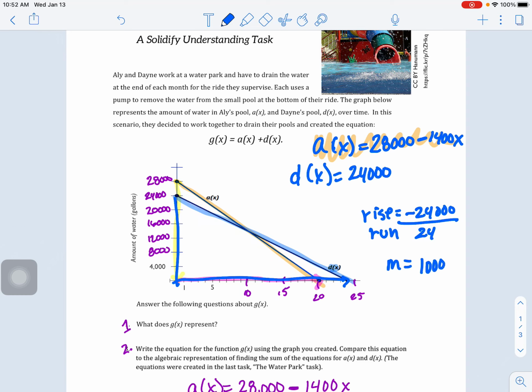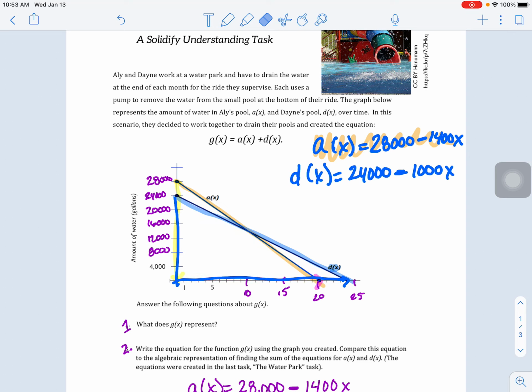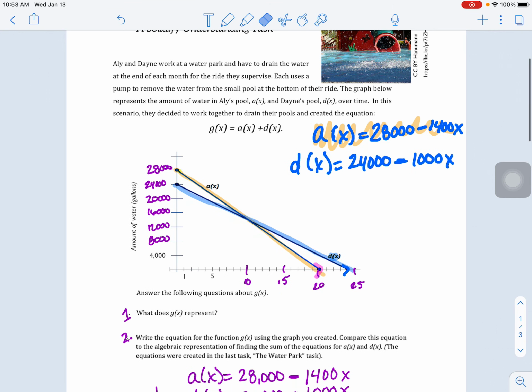So Dane's equation is 24,000 minus 1,000 gallons per minute, x. That's the work that we did in module 3.4. Today, Allie and Dane are friends and they want to hang out. So they decided to work together and use both Allie's pump and Dane's pump to pump the water out of their pools at the same time. They're going to put both pumps in Allie's pool, and then put both pumps in Dane's pool.